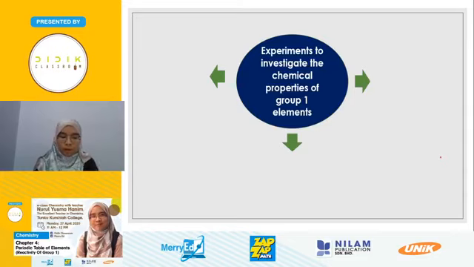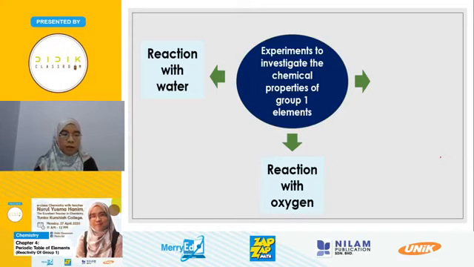So, there are 3 experiments to investigate the chemical properties of a group 1 element. First, the reaction with water. Second, the reaction with oxygen. And the third one, the reaction with chlorine.